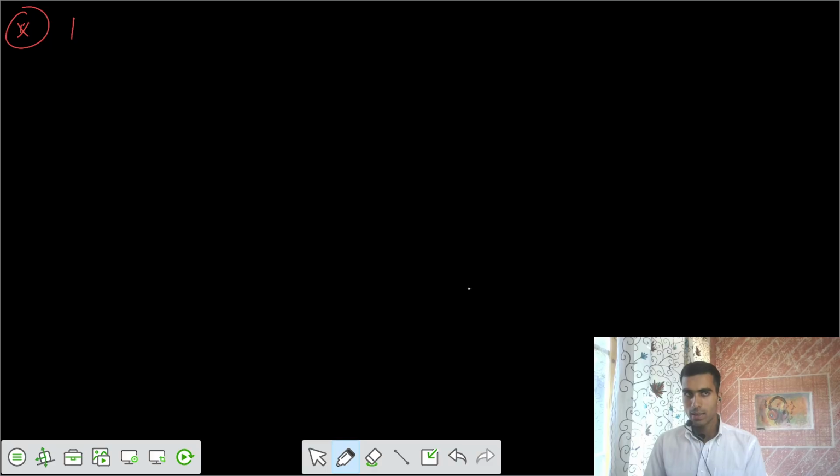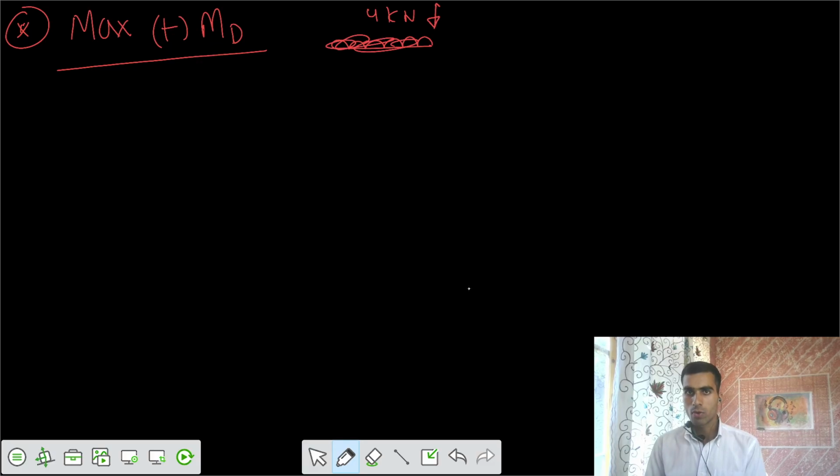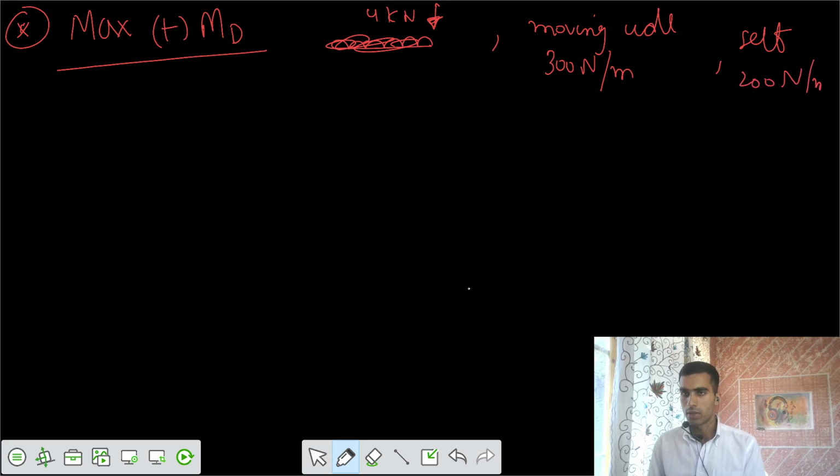It's saying the maximum positive bending moment at D. What should be the maximum value of positive bending moment at D for these loads? We have a moving load of 4 kilonewton point load, and a moving UDL of 300 Newton per meter. And we have a self weight also. Self weight does not go anywhere. Self weight is for the entire structure. Self weight of 200 Newton per meter.